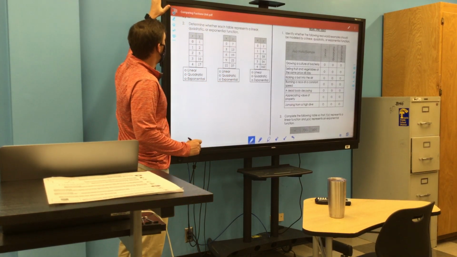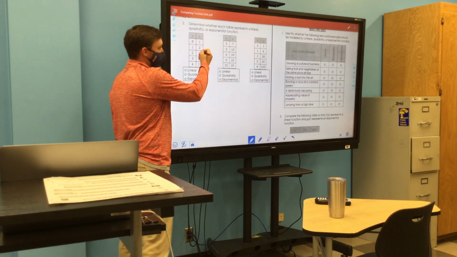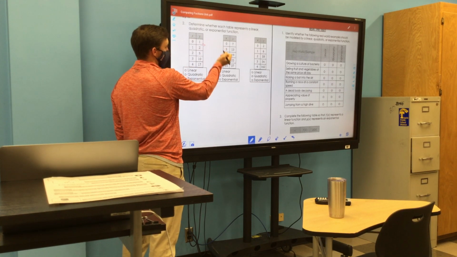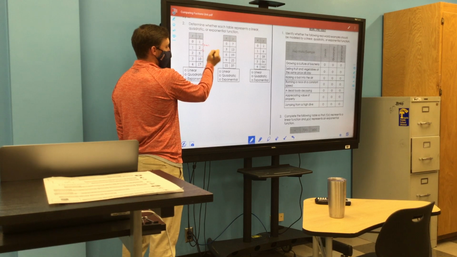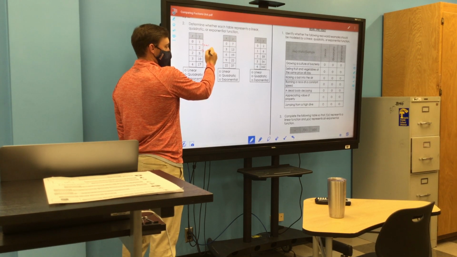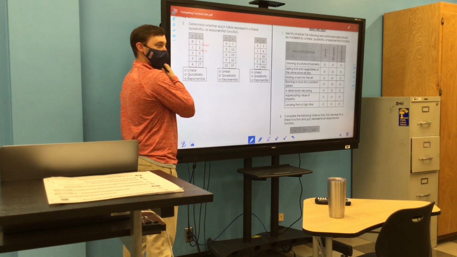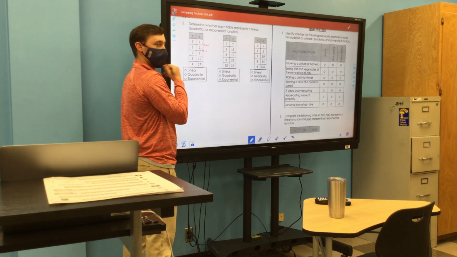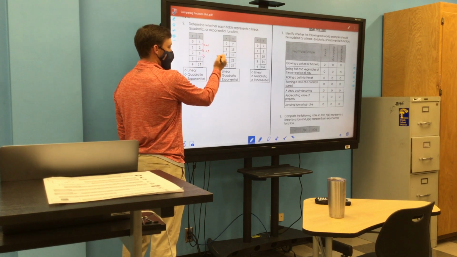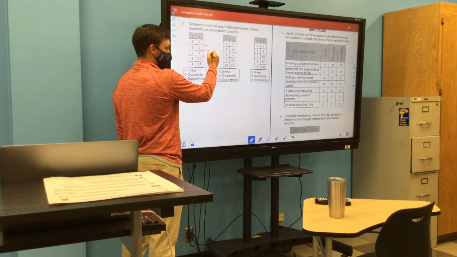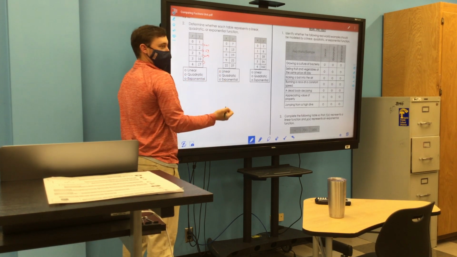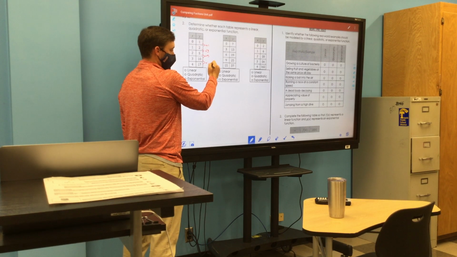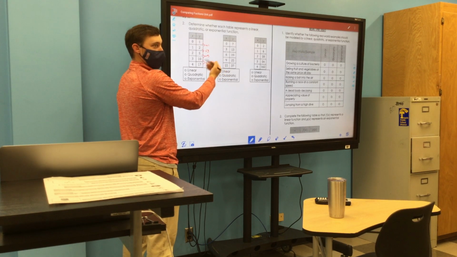What about this first one? How do I get from 1 to 2? Plus 1. How do I get from 2 to 5? Plus 3. 5 to 10, plus 5. 10 to 17, plus 7. Which one is this?